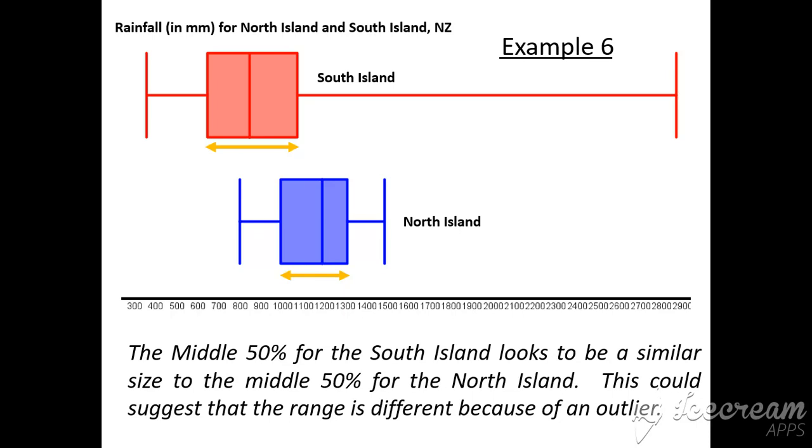Right, what about the middle 50%? It looks very similar, so I'm going to say the middle 50% for the South Island looks to be a similar size to the middle 50% for the North Island. Now, because of that, this out here, possibly this whisker is an outlier. Because the range is so different, that's possibly why it is an outlier out there.